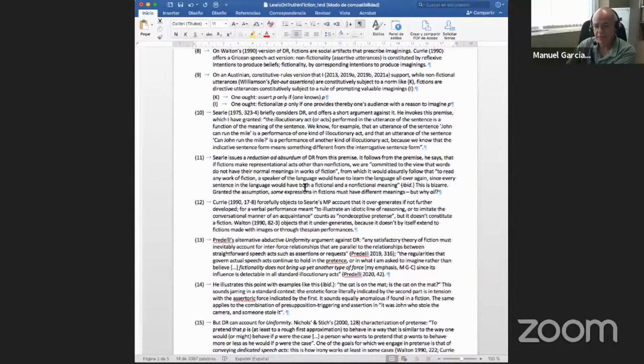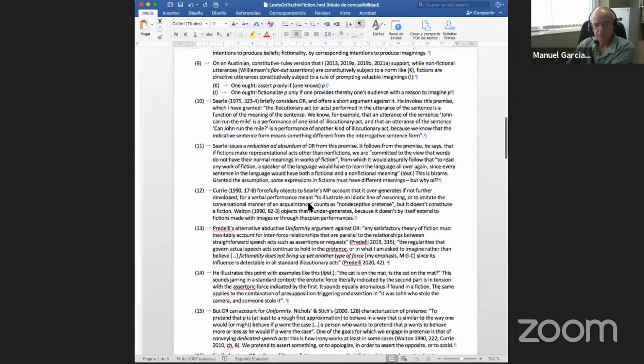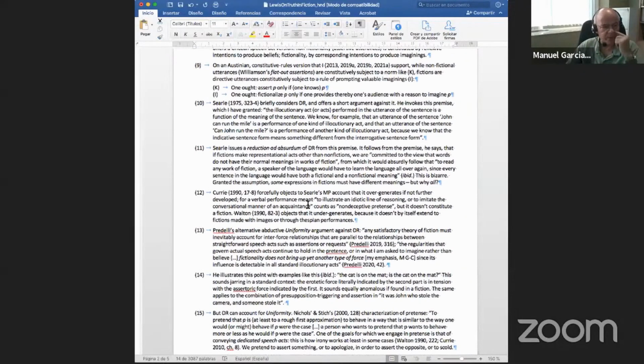We know, for instance, that an utterance of the sentence "John can run the mile" is a performance of one kind of illocutionary act, and that an utterance of the sentence "Can John run the mile?" is a performance of another kind of illocutionary act, because we know that the indicative sentence form means something different from the interrogative sentence form. Some people, in fact, Currie in his reply to Lewis, reject this premise, but I think we can grant that there should be literal, direct ways. I mean, to the extent that fictionalizing is a dedicated representational act, there should be ways of literally, directly making it, and I think there are. I will indicate them in a moment.